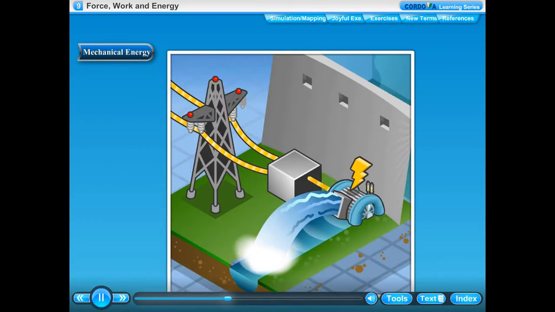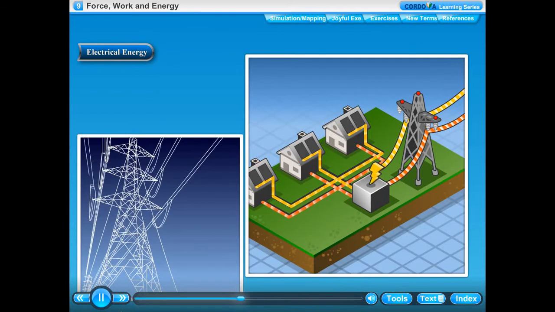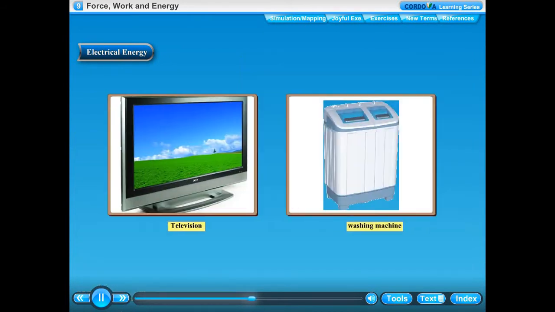Mechanical energy. It is the combination of potential and kinetic energy. A ceiling fan has mechanical energy when it is switched on. Electrical energy. The energy that we get from electric current is called electric energy. It is used to run appliances like television, washing machine, etc. It is generated at power stations and supplied to our homes.